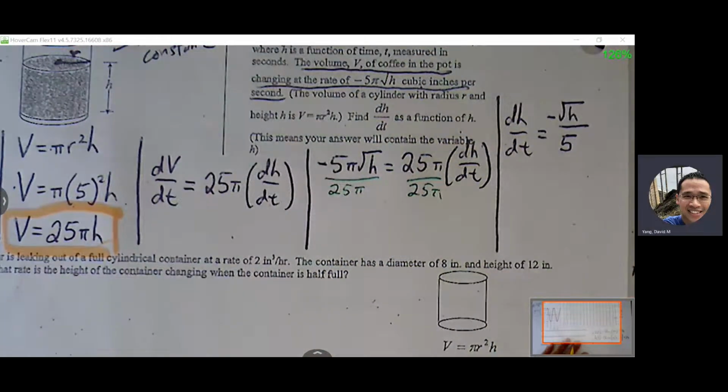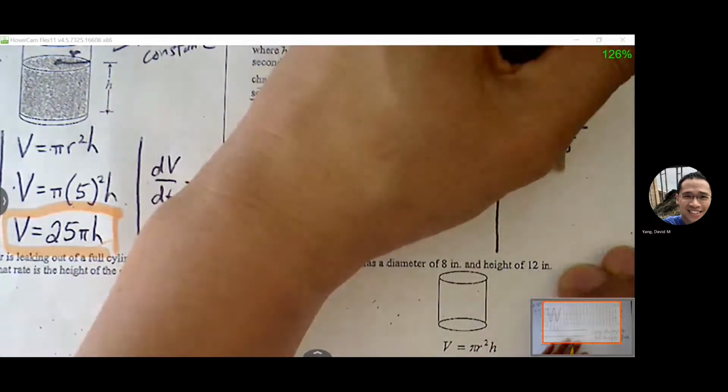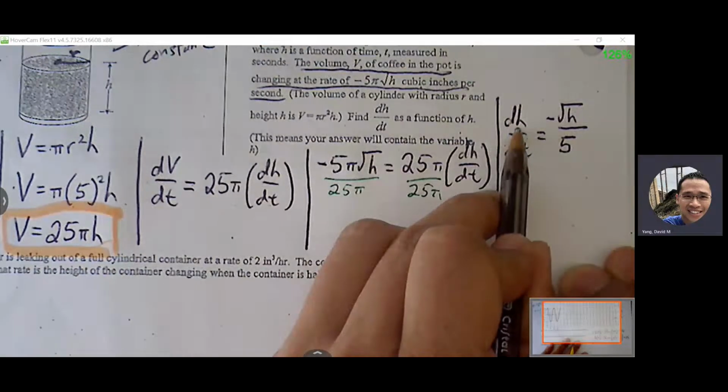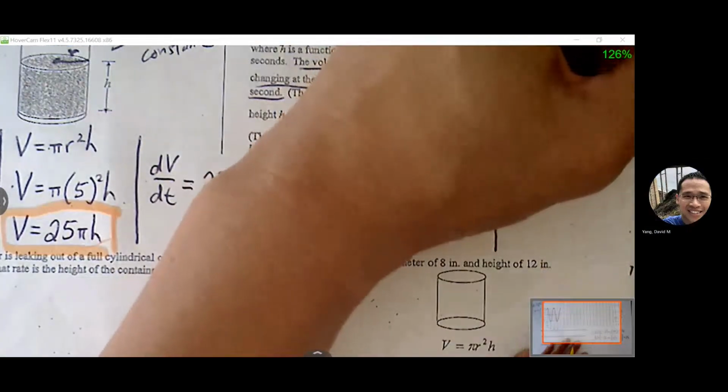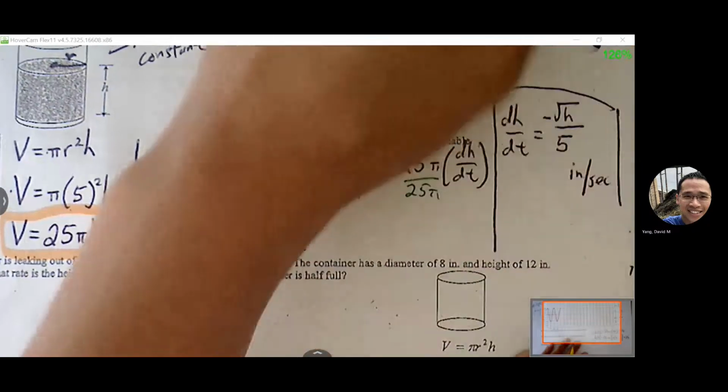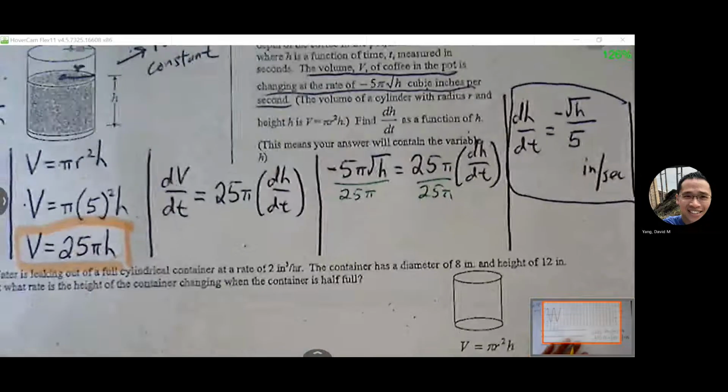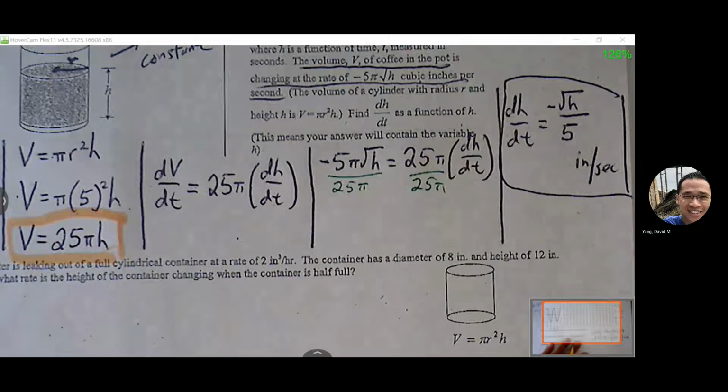Okay, what's our unit of measure? Height, yep, height is a one-dimensional unit, so inches per second. All right, any questions there with number 5?